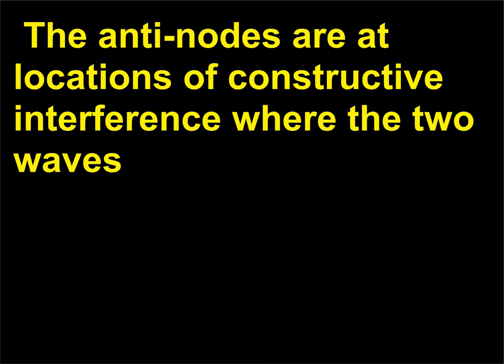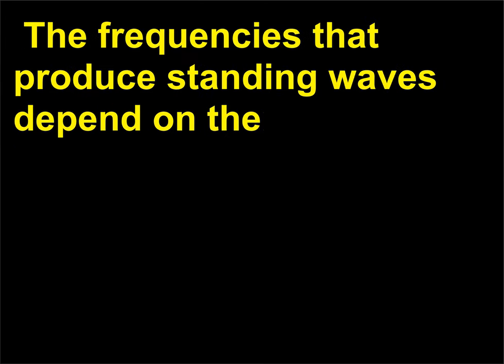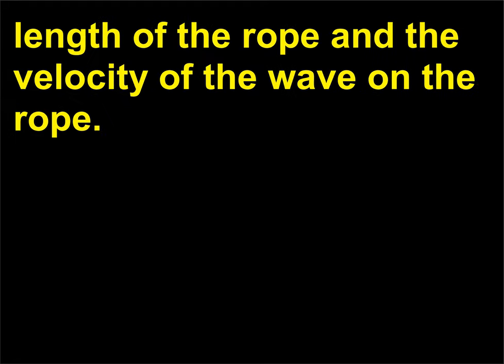The antinodes are at locations of constructive interference where the two waves have both positive or negative amplitudes, that is, both are either crests or troughs. The frequencies that produce standing waves depend on the length of the rope and the velocity of the wave on the rope.